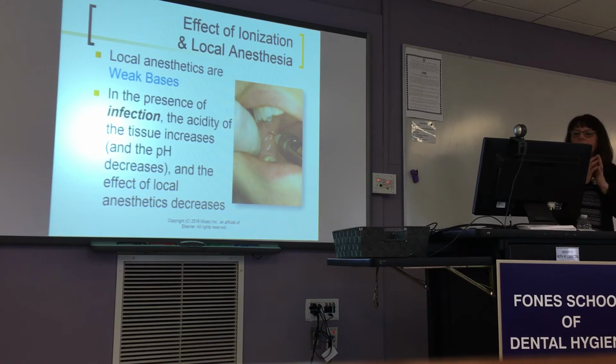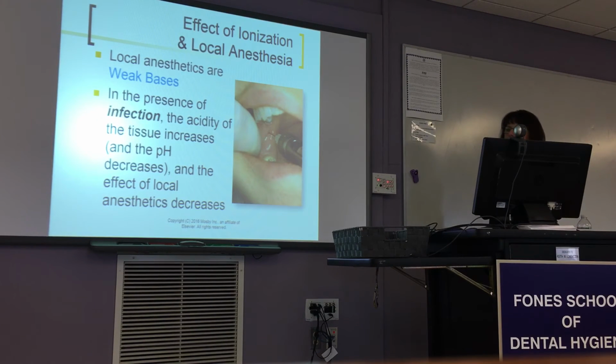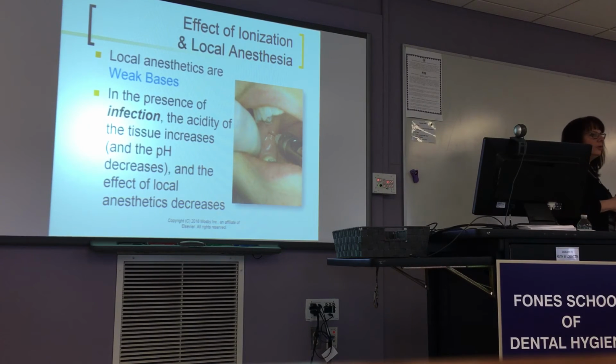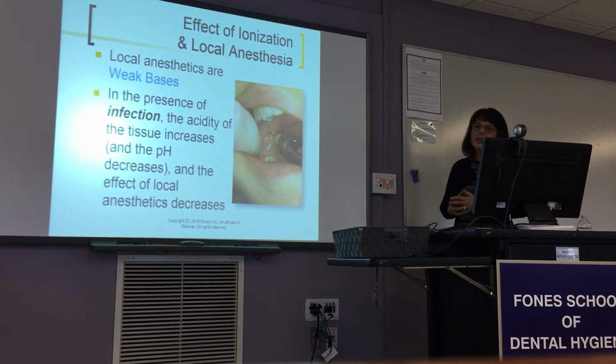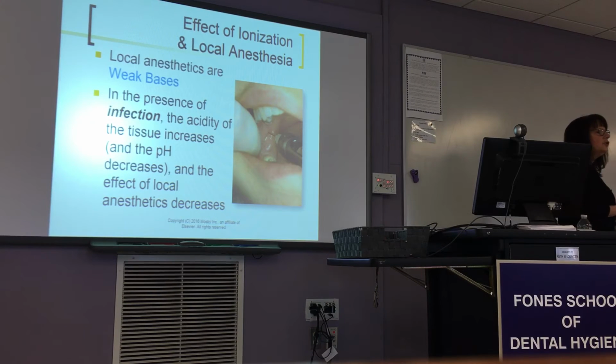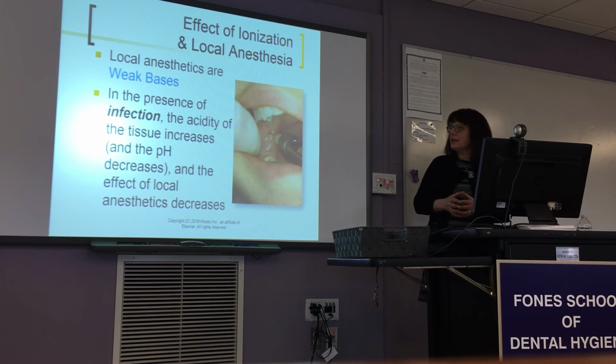Okay, so here we go with an example. Local anesthetics are weak bases. Okay, they are basic. When a body has infection in a local area, as it often does in the mouth, it makes the tissue more acidic. So the pH decreases. So when you inject a local anesthetic, which is basic, into tissue which is infected, it has less of an effect. So if somebody has an infection and you're treating that area, you sometimes have to use more local anesthetic. Anyone who's ever worked in dentistry knows that this happens. That's something you're going to be running into.